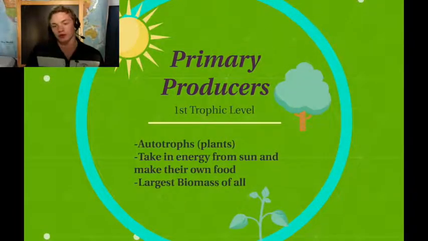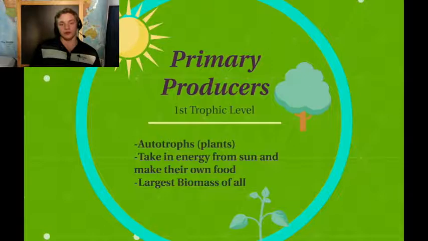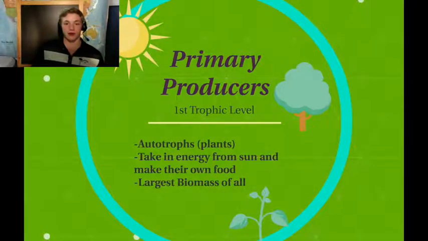So the very first trophic level is the primary producers. These are autotrophs, which are plants, and this is the only level that receives its energy from the sun. Of course, we know that plants make their own food using photosynthesis, converting water and CO2 from the air, using sunlight, and producing oxygen and glucose for themselves. This trophic level has the largest biomass, because it has to provide enough energy for all of the other trophic levels.